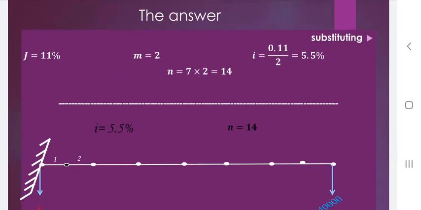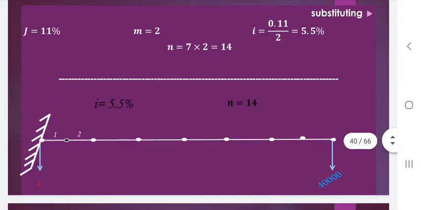In this example, the nominal rate equal 11%. It's converted semi-annually, so m equal 2 and I will be equal J over m, which is equal 5.5%. The time here is 7 years, so n will be equal 7 years times 2, because it is semi-annually, which equals 14.